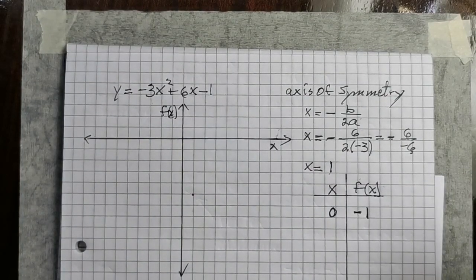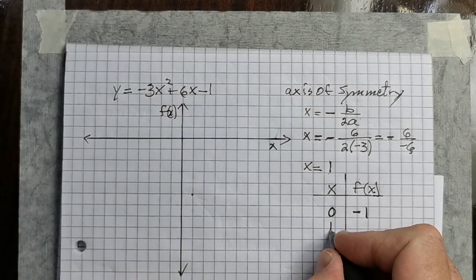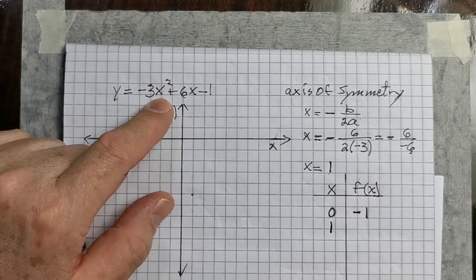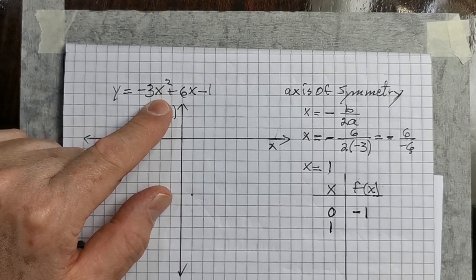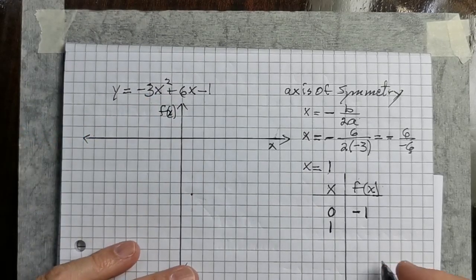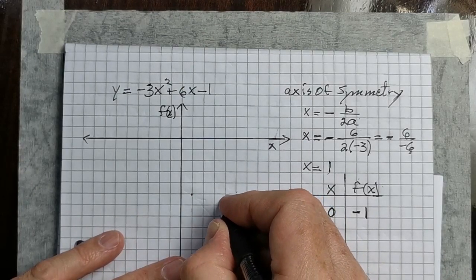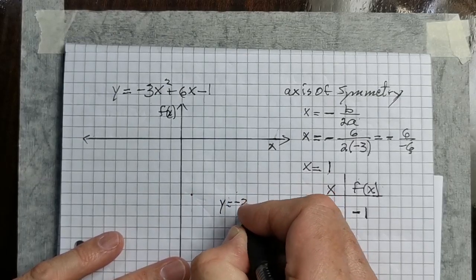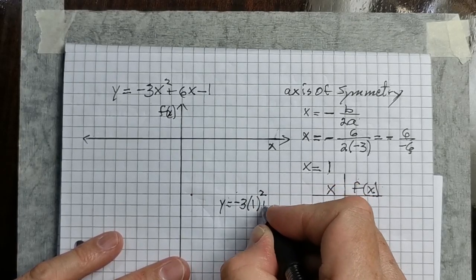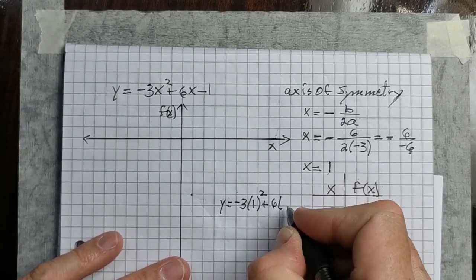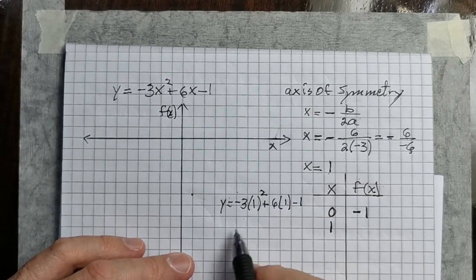Okay? Now let's put in another one. Let's put in, how about 1? Okay? What's 1 squared? 1 squared is positive 1 times negative 3. Maybe I should write these things out so that you can see it. Let's do it this way. y equals negative 3 times 1 squared plus 6 times 1 minus 1. So negative 3 times 1 is negative 3.